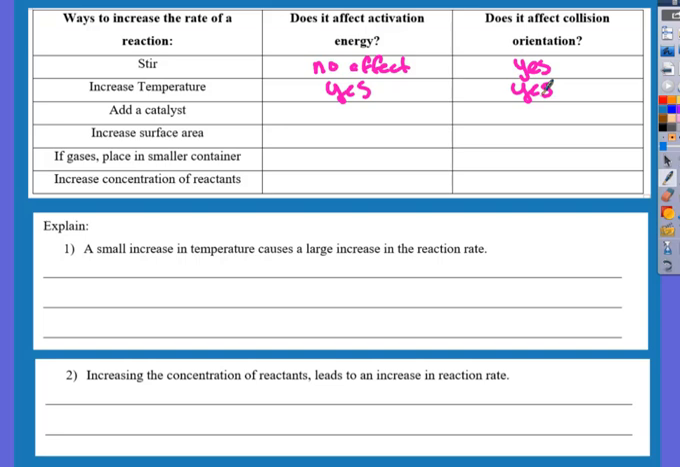Go ahead and pause the video and figure out if you think it affects activation energy, orientation, both, or neither for the rest of these. Restart when you have the next four done.